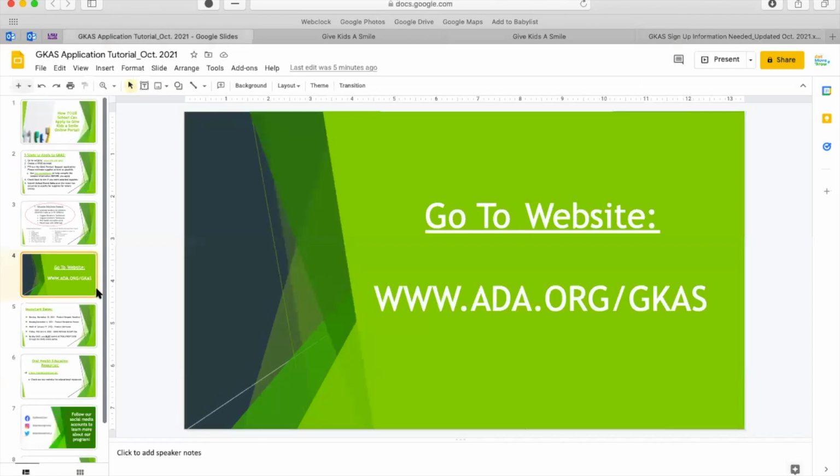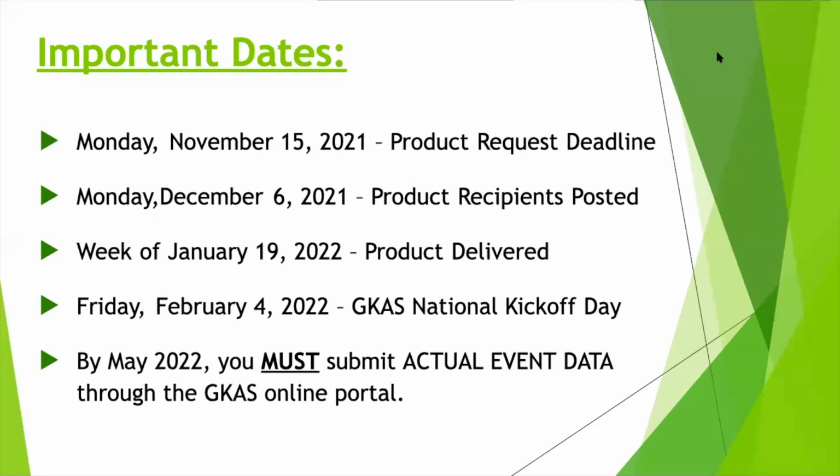We're going to go ahead and go back to our PowerPoint. Let's review some important dates. So you have from now until November 15th to apply. Then on the Give Kids a Smile website on December 6th, you can go check back and see if your school was awarded supplies. Then on January 19th, or the week of January 19th, your products will be delivered to the address you listed on your application. And then you can have your Give Kids a Smile event occur throughout the month of February.